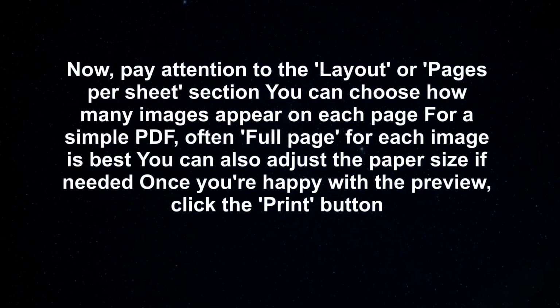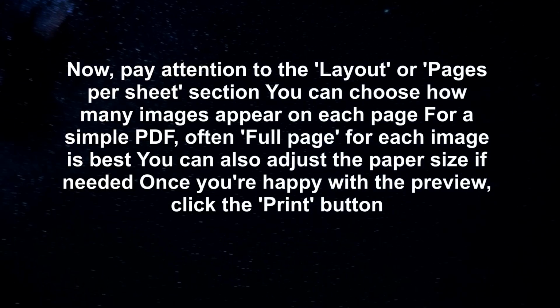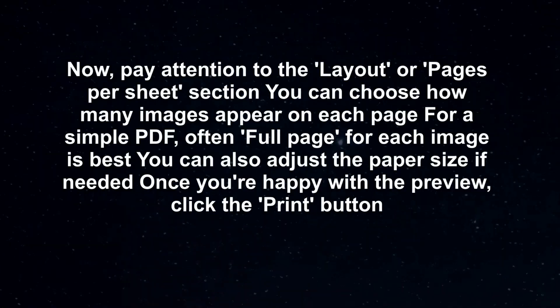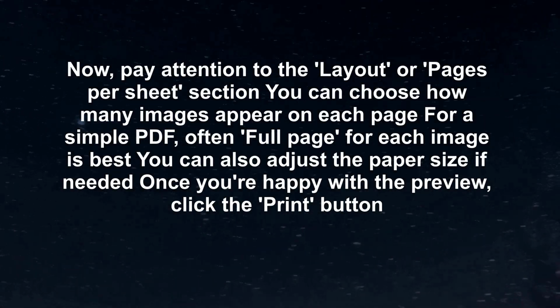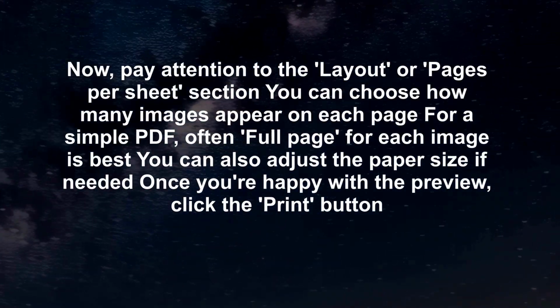Now pay attention to the layout or pages per sheet section. You can choose how many images appear on each page. For a simple PDF, often full page for each image is best. You can also adjust the paper size if needed. Once you're happy with the preview, click the Print button.